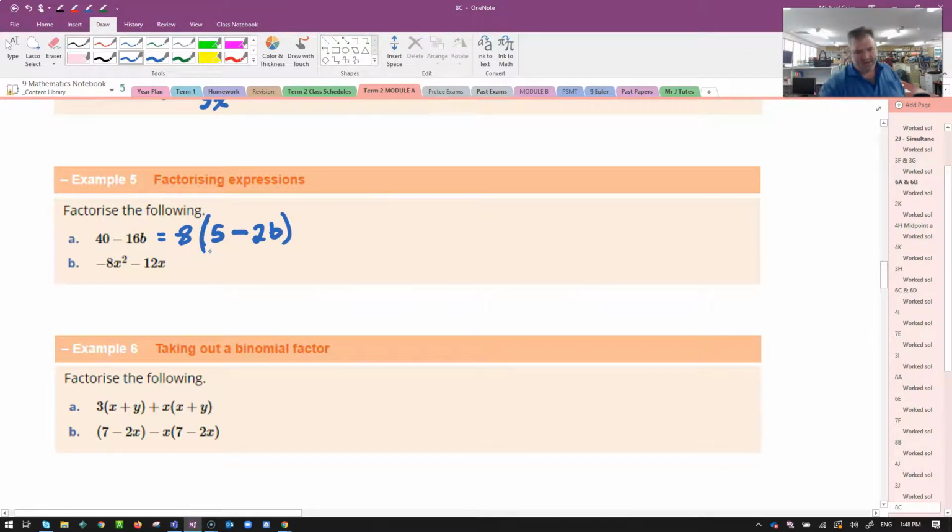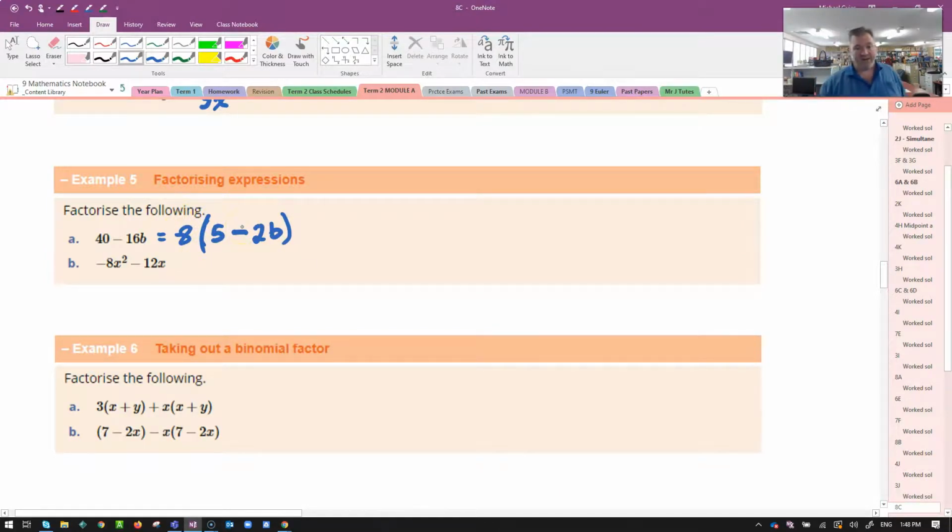Have a quick check. Expand it in your head. 8 times 5 would give 40. Yep, that's right. 8 times negative 2b, negative 16b. Now this is a factorized expression because I have one term, or one factor, the 8, multiplying another factor, in this case 5 minus 2b.